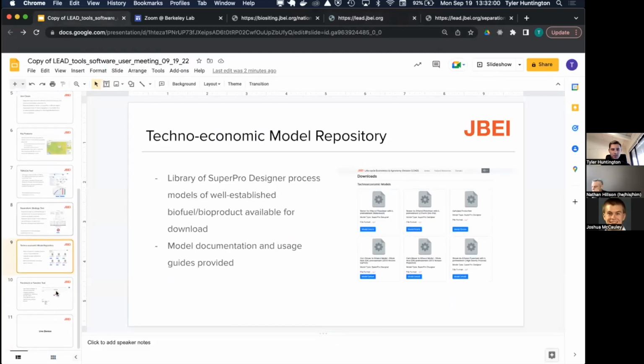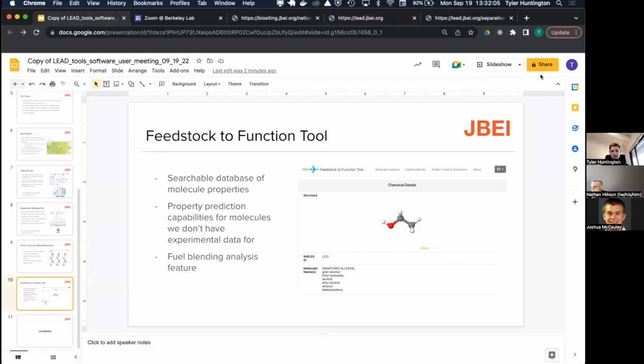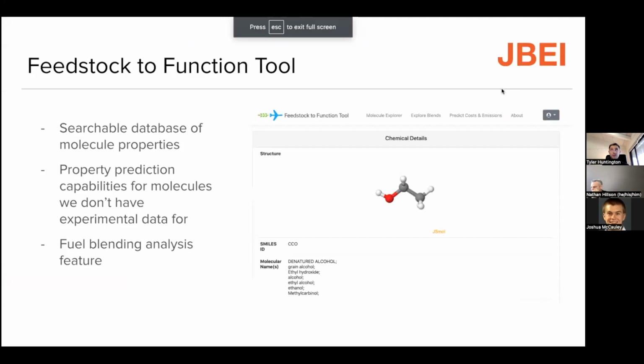And lastly, we've got this Feedstocks to functions tool, which is work that we've partially done at JBEI and partially done with collaborators at Oregon State University. Essentially, we've put together a database of molecules, many of which can be derived from bio-based feedstocks, and included their properties, mainly combustion properties, so things like their cetane number and flash point, as well as some other general properties like melting point and boiling point, those sorts of things. And where possible, we've included all the empirical data points for those properties, but we've also developed some machine learning models to predict those properties where we don't have good empirical or any empirical data for that matter.